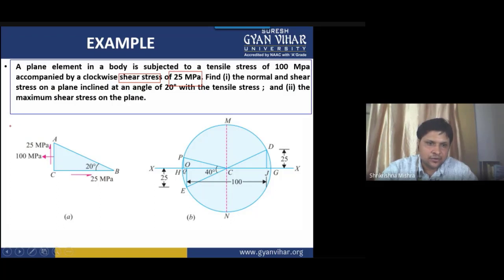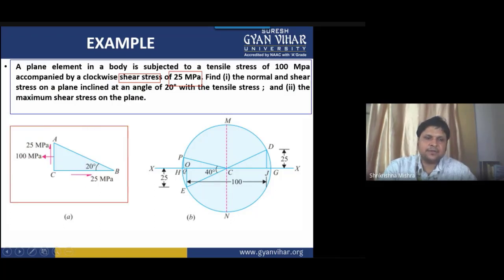Let's first of all draw this diagram depicting the normal stress and the shear stress. Since there is only one tensile stress, 100 megapascal, you have only sigma x, that is 100 megapascal. Then you have only one shear stress, that is 25 megapascal. That also we have represented, and its nature is clockwise, so we have represented it in upward direction, means clockwise in this way.